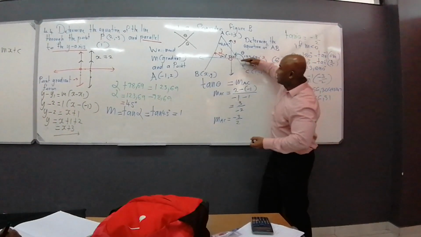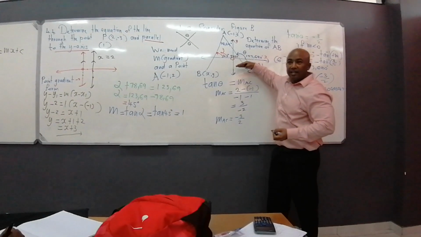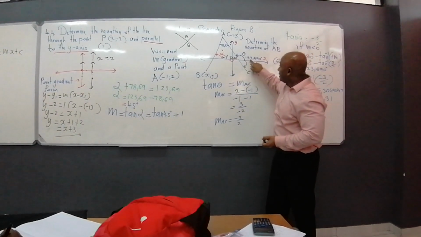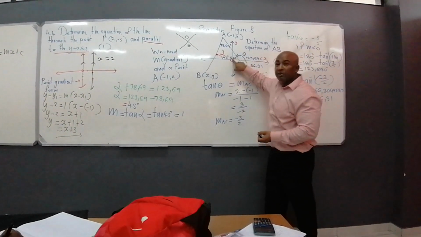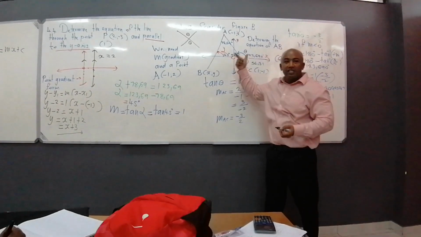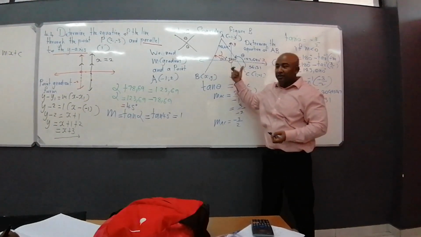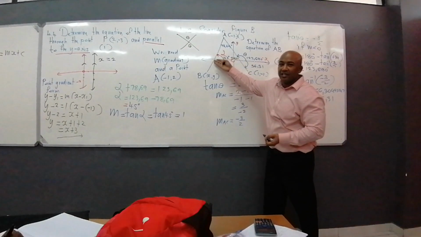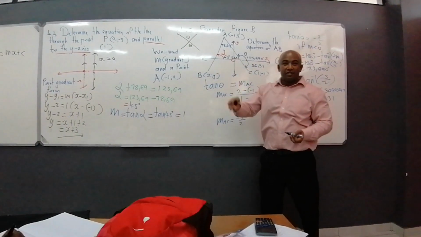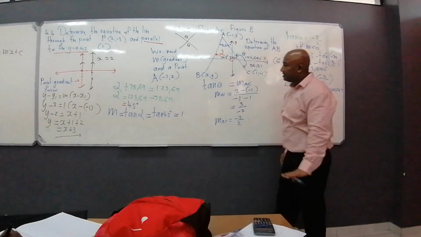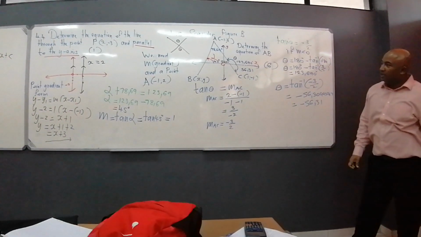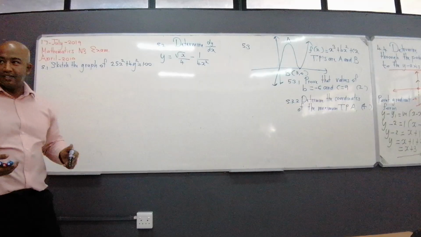Check. This is also a straight line. The x-axis is a straight line. So if you add up 123,69 and this 56,31, it must equal 180 degrees. Then you could obviously work out the other angle. So that's good, you're thinking differently.